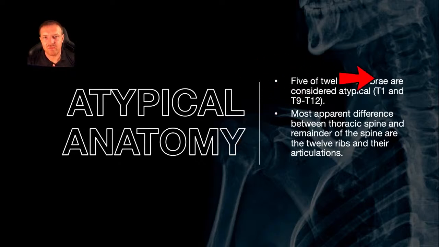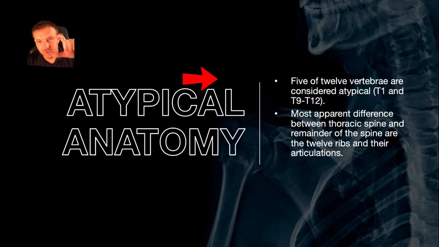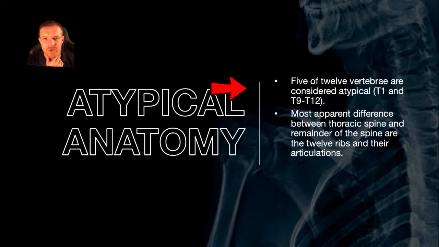Five of 12 vertebrae are considered atypical, so not typical basically. That's T1 and then T9 to T12. The top thoracic vertebra, and then T9 to T12, have slightly different shapes and slightly different attachments because of where the ribs go. So we're going to have a look at that. The most apparent difference between the thoracic spine and the remainder of the spine are the 12 ribs and their articulations. Those are the reasons why they are a little bit different.